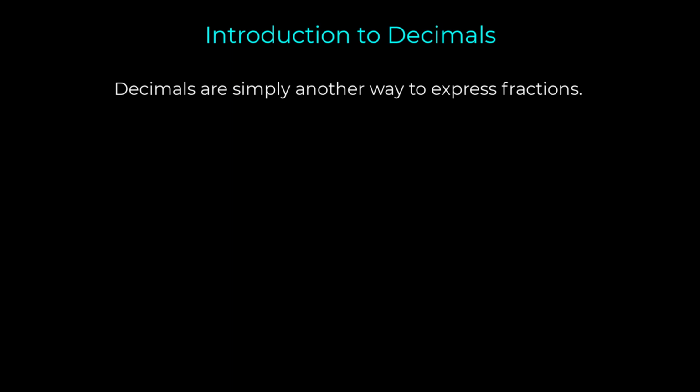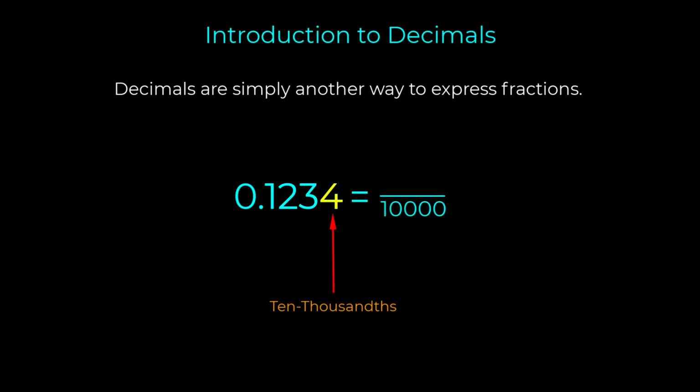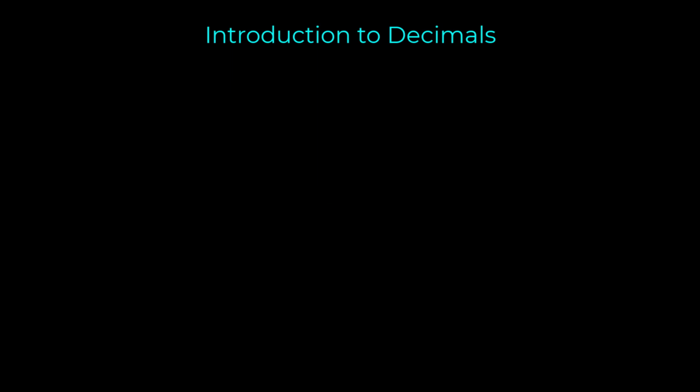What is the fractional equivalent for the decimal 0.1234? Remember that the first digit after the decimal is the tenths place, the next is the hundredths place, the next is the thousandth place, and the next is the 10,000th place. 4 digits to the right of the decimal gives us a denominator of 10,000. The answer is 1,234 over 10,000.